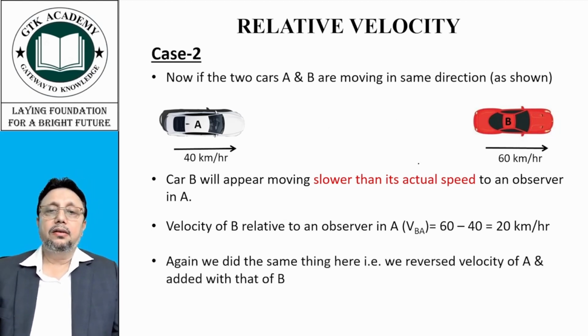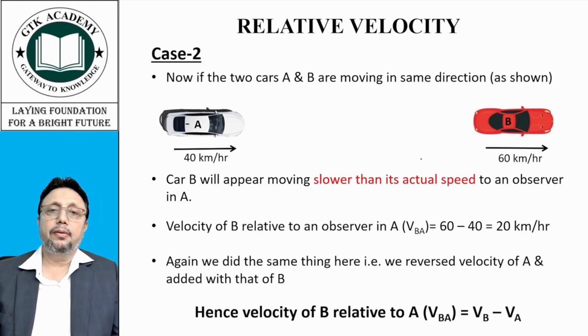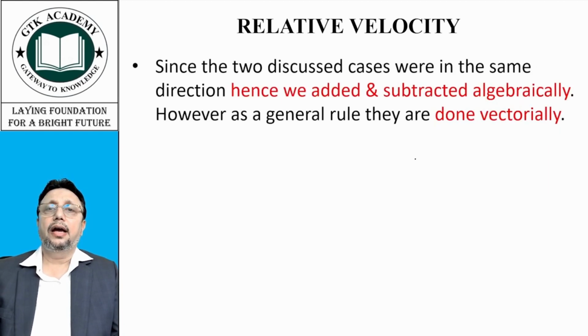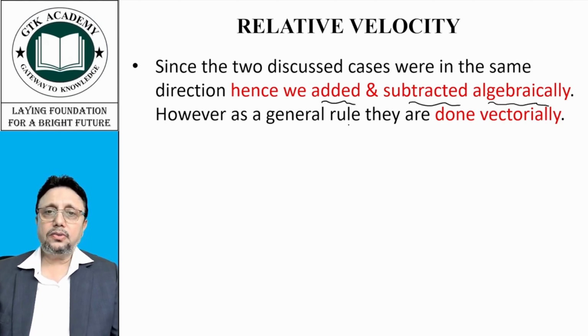So again we reverse the velocity of A and add it to B. Now these cases are very simple because they are in the same line. Hence we added and subtracted algebraically. However, the general rule is that they are done vectorially.